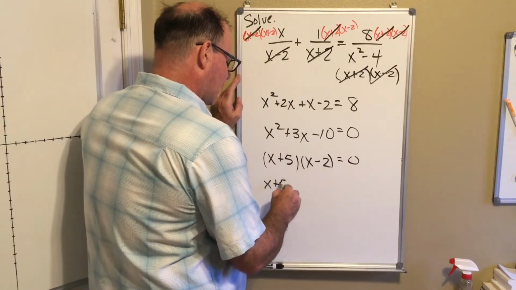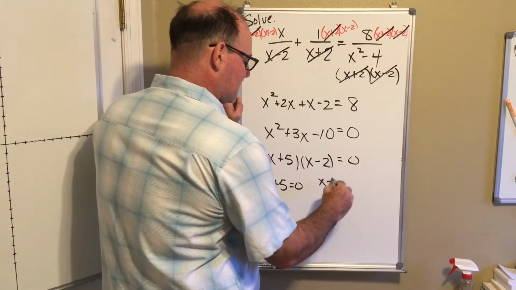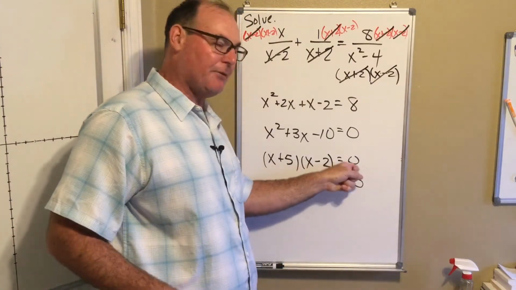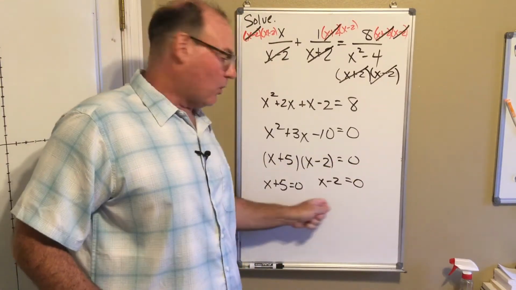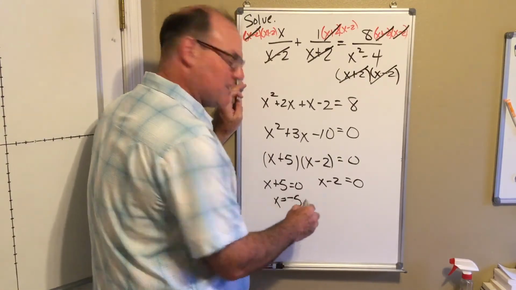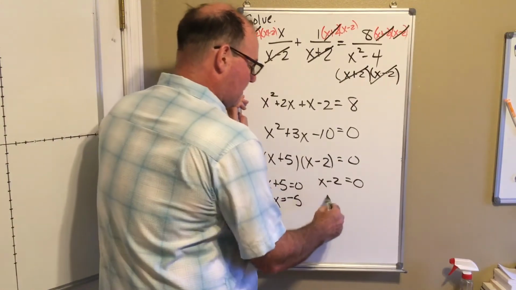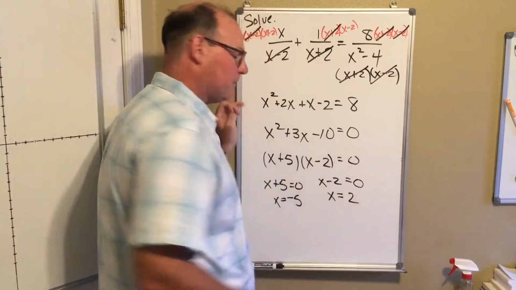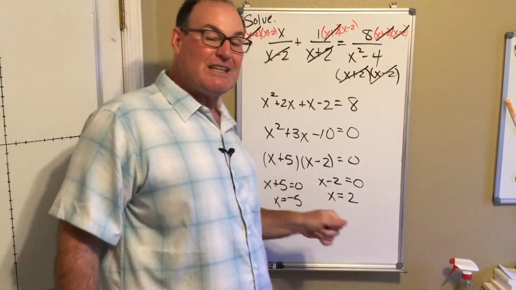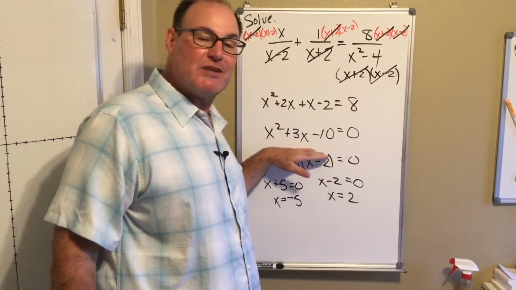The principle of zero products, or just basically some middle school math, says that if I have 2 things multiplied together equal to 0, then either the first thing or the second thing has to be 0. So in this case, my first possible solution is negative 5. My second possible solution is 2. Now I say possible solution because both of these indeed are solutions to the quadratic equation.